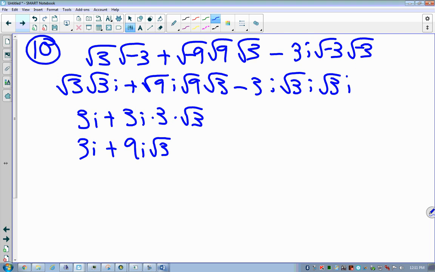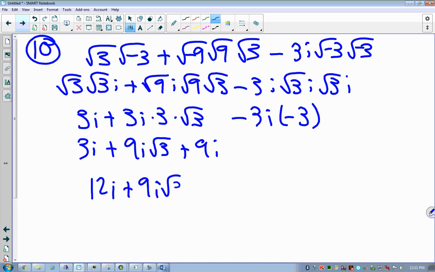We come over here. We've got radical 3i times radical 3i, which is going to be 3i squared, which is going to be negative 3. So we've got negative 3i times negative 3. So that's going to end up being positive 9i. So now I'm looking at what I can put together, and it looks like I can get 12i plus 9i radical 3. Let me see what their answer comes out to on number 10. Okay, I would accept this answer, but what they do is factor out the i, so we end up with 12 plus 9 radical 3 with the factored out i, and that'll work for that. All right, that's 10.